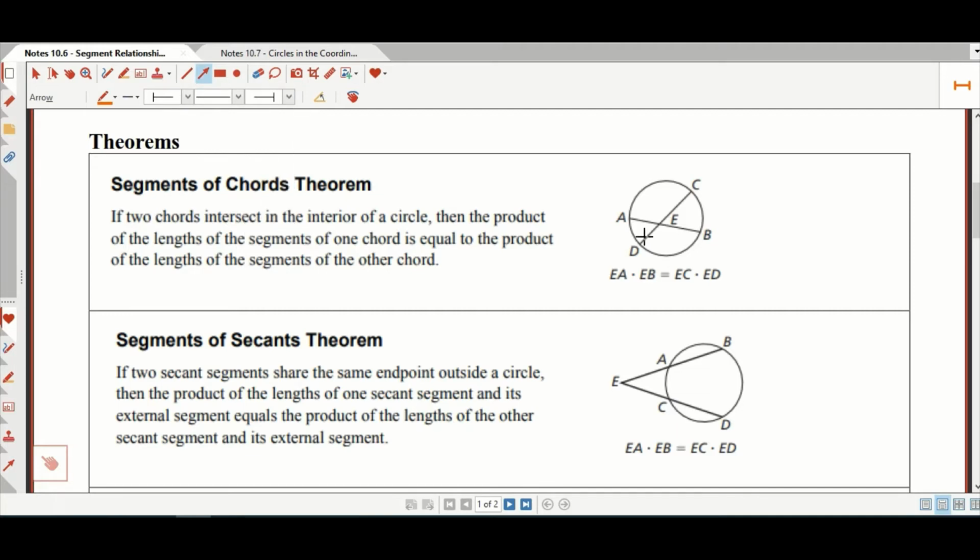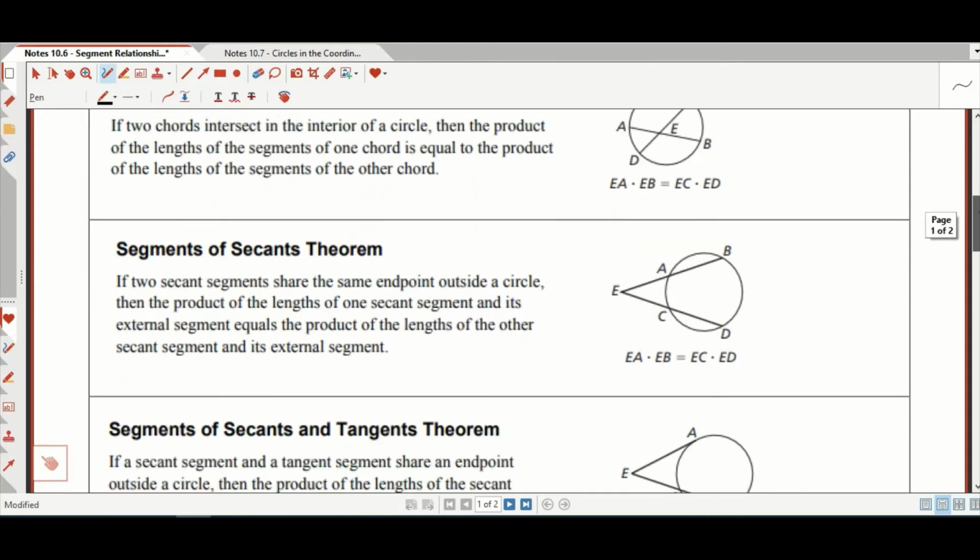What it's trying to tell you is that when these two chords intersect, D to E times E to C is equal to A to E times E to B. Those products are equal, which I find amazing. Did you? No? Oh, okay.